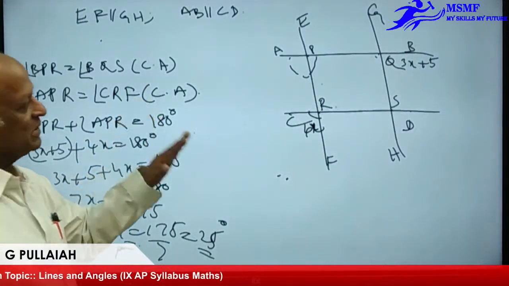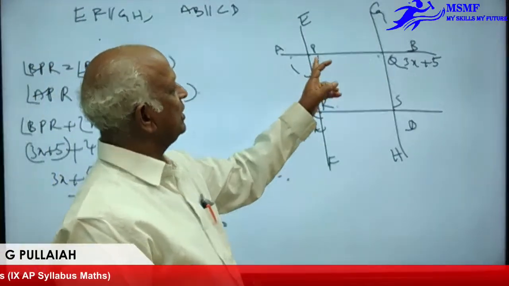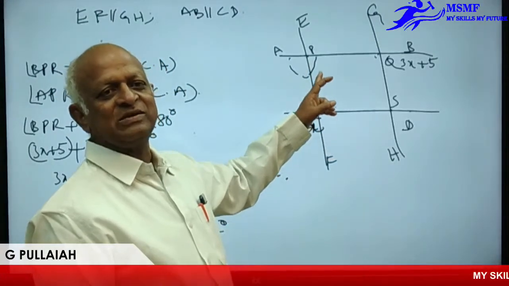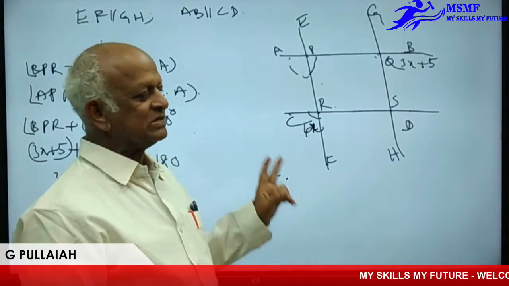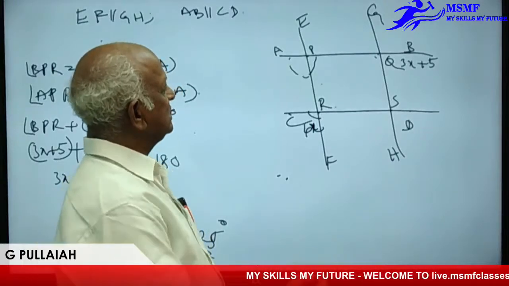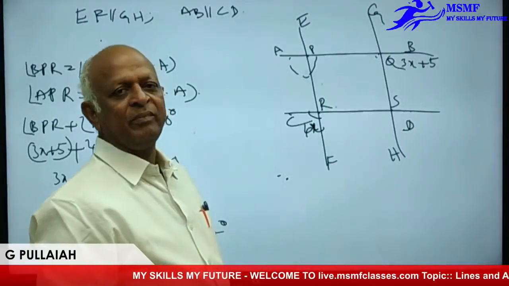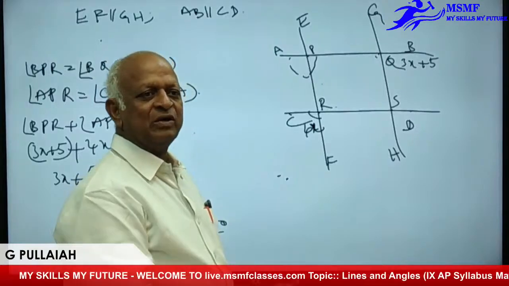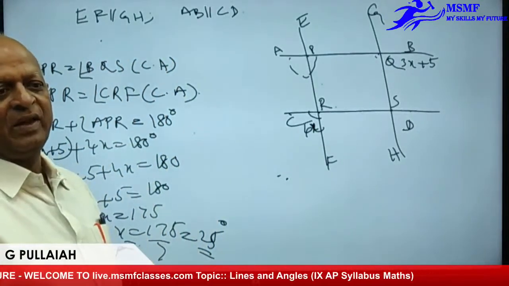So in the first method we have taken the co-interior angles on the same side of the transversal. In the second method we take it as a linear pair. So by using these two methods, we can find the value of x here. That's clear?